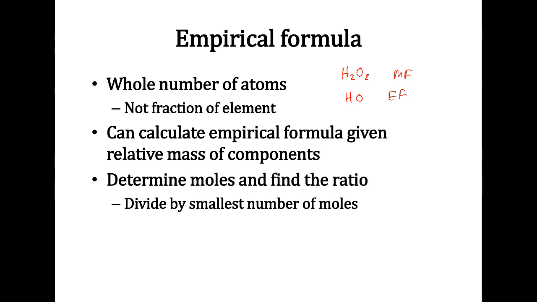But once you know that, we need to determine the moles, because remember, whenever we're looking at a chemical formula, we're looking at the ratio of atoms. So H2O2 tells us there's 2 hydrogen atoms to 2 oxygen atoms. For the empirical formula, there would be a 1-to-1 ratio between hydrogen and oxygen, which means that if we had a mole of this compound, there would be 1 mole of hydrogen to 1 mole of oxygen. And the way that we can get this ratio is we can divide by the smallest number of moles. So that's the strategy that we're going to use, and we'll try an example here in just a second.